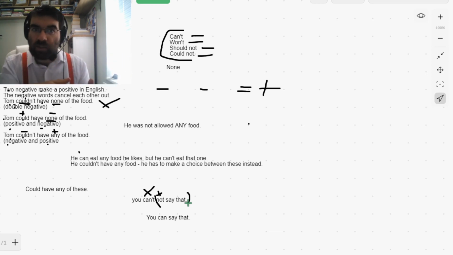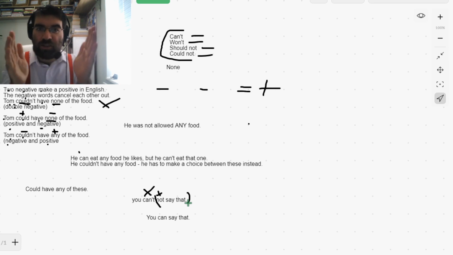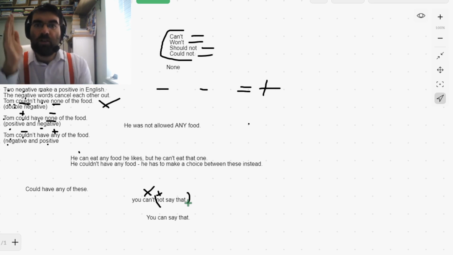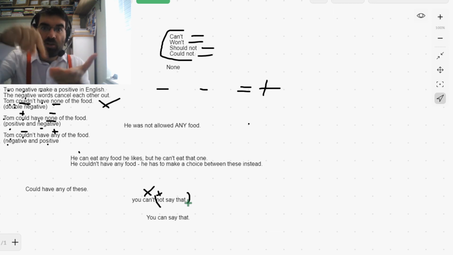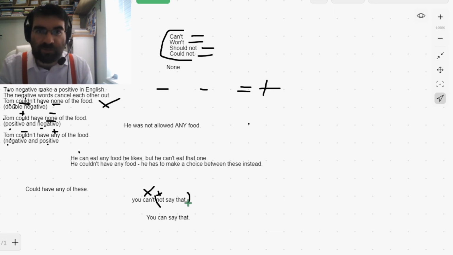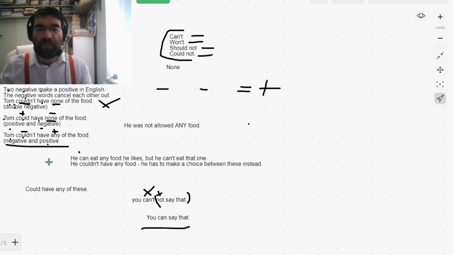So you can do this because it's don't say that. So it's the opposite. A simpler way is saying you can say that. You can eat any food. So it can be a bit confusing at times.